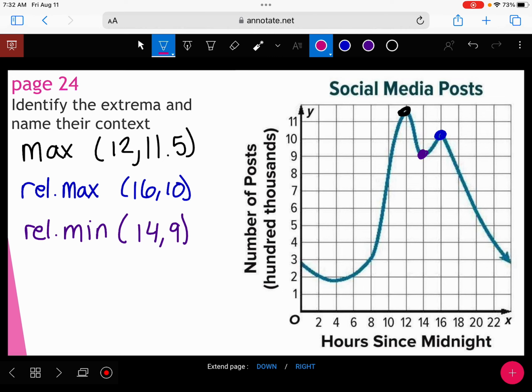A second relative minimum. Where? 4. 4. Yeah. So we have another relative minimum here. 4, 2. I'm going to call it 2. I know it's slightly below. It could be 1.8 or 1.75 or whatever. It's close enough. Yeah, so it's got a lot of information here. We have a lot of changes.